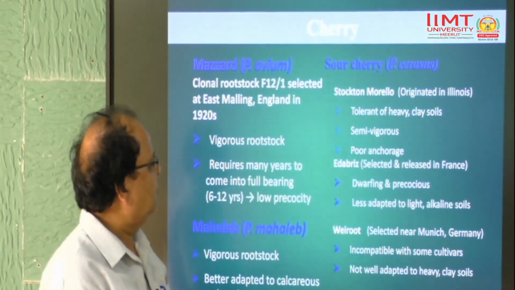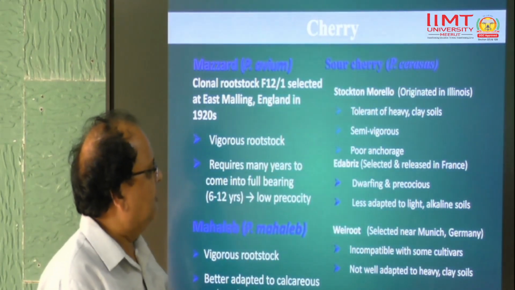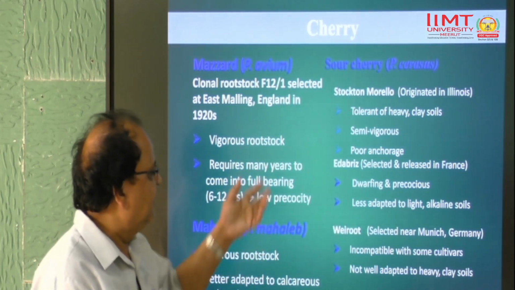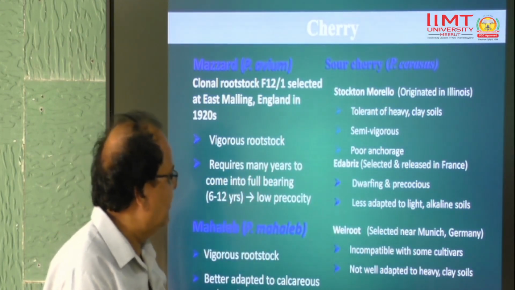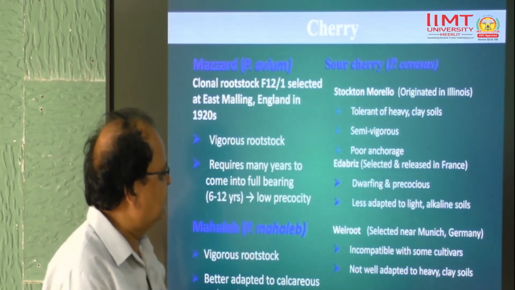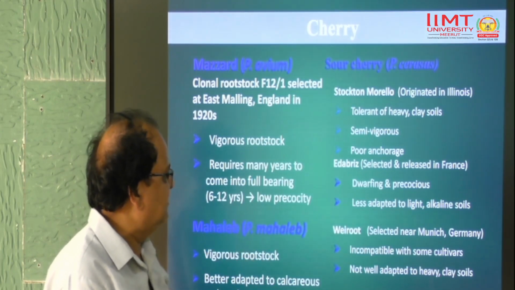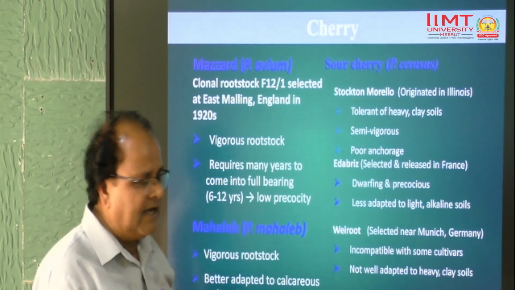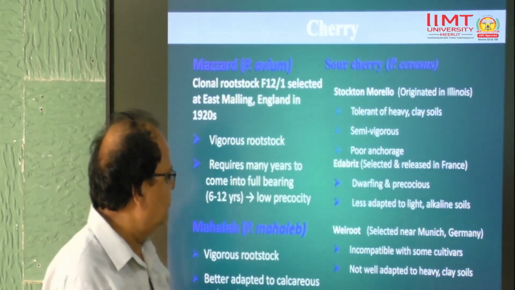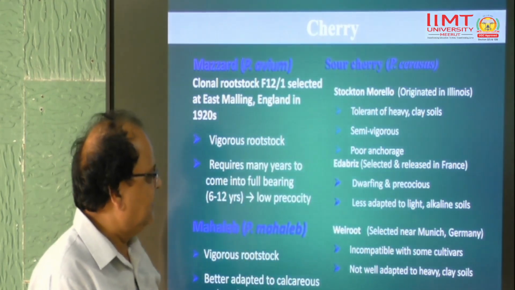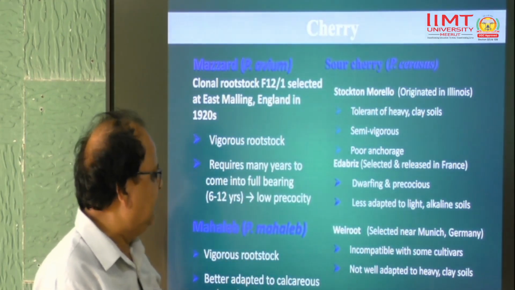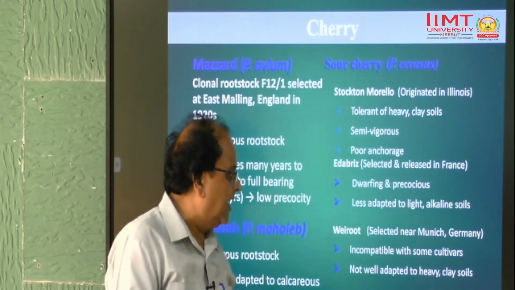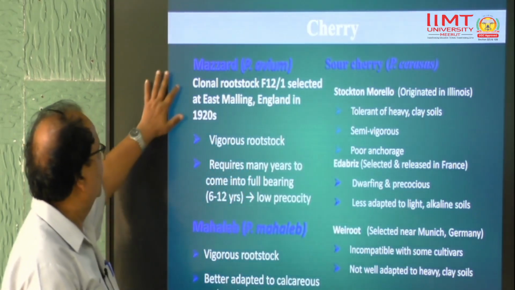Then Stockton Morello, which originated in Illinois, is tolerant of heavy clay soil, semi-vigorous, with poor anchorage. Another is adaptable, selected for release in France, dwarfing and precocious, less adaptable to light and alkaline soils, and has to bear root; that was selected near Munich in Germany, which is incompatible with some cultivars or not well adapted to heavy clay soils.